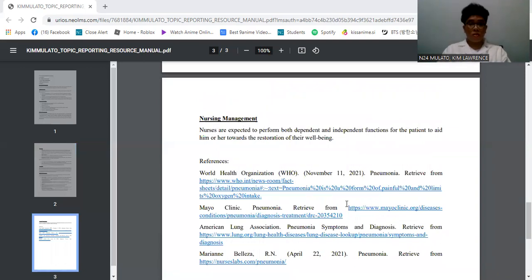And here is the nursing management. Nurses are expected to perform both dependent and independent functions for the patient to aid him or her towards the restoration of their well-being.